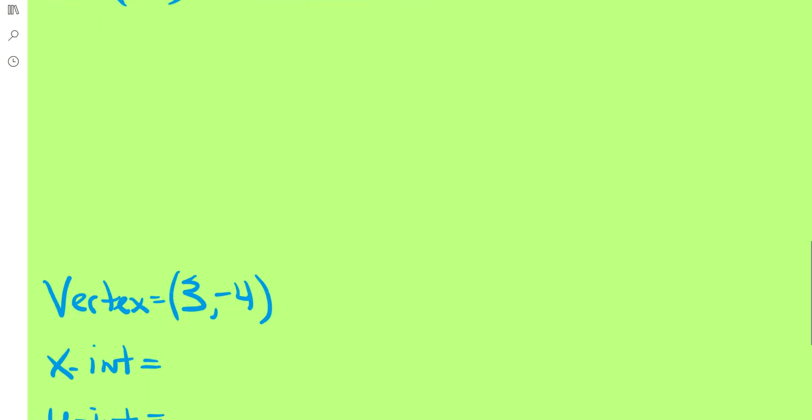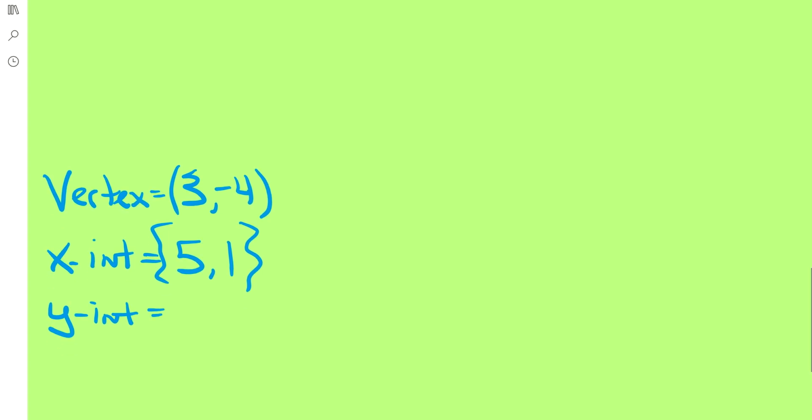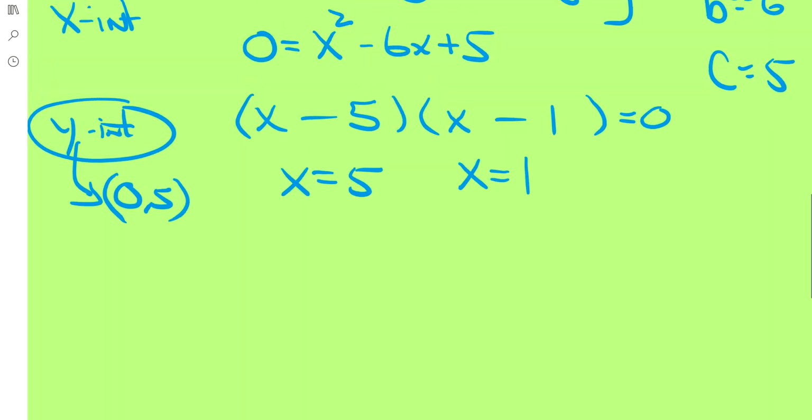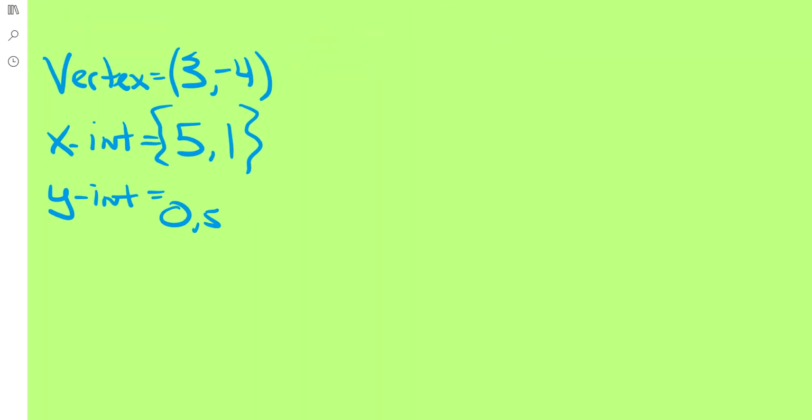Okay, let's scroll down. My x-intercepts are 5 and 1, or 1 and 5. These are intercepts, so I'm just not going to put them in parentheses. I don't want you to get confused with a point on the graph, an ordered pair. The y-intercept we said was 0, comma 5. Now we have all the components we need to graph this.